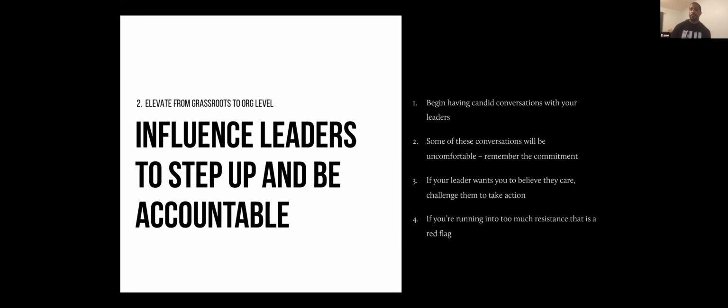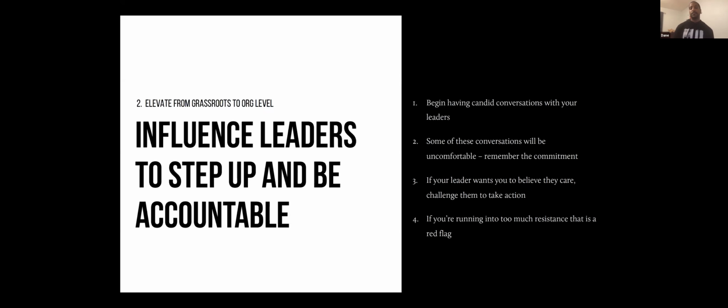If your leader wants you to believe they care, challenge them to take action. A lot of times in my experience, when it comes to conversations around diversity and inclusion with leaders, their heart is probably there, which means their ego is probably there along with it at times. So I find that it really helps to hold them accountable to the things that they're saying. Well, if you believe this is true, then why don't you help me out here?